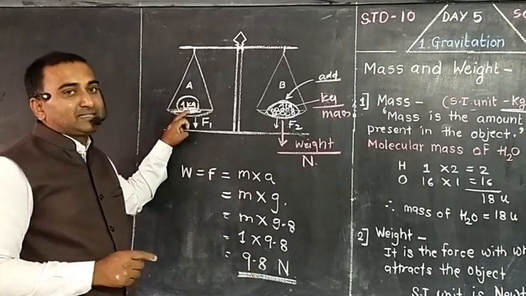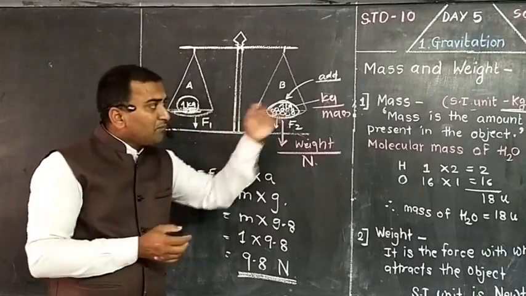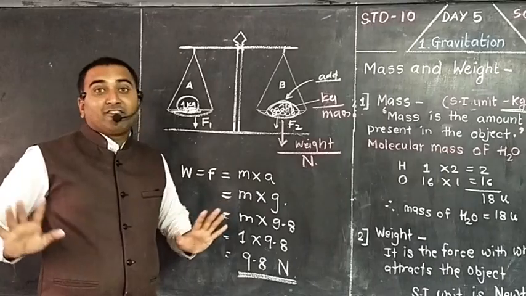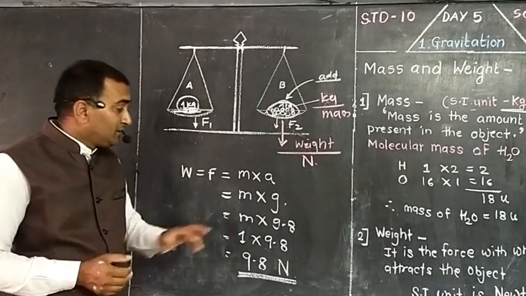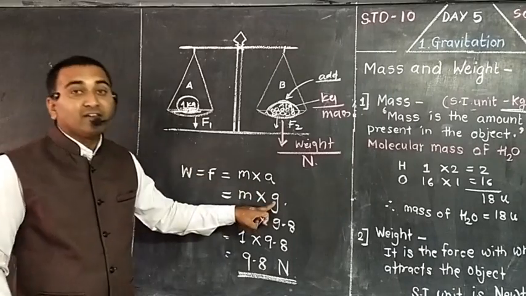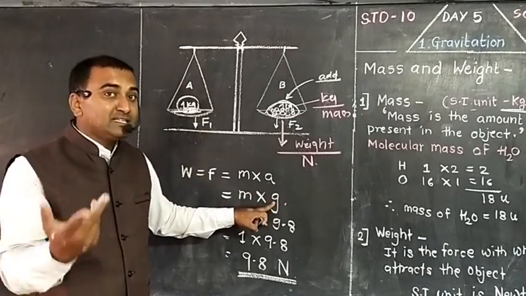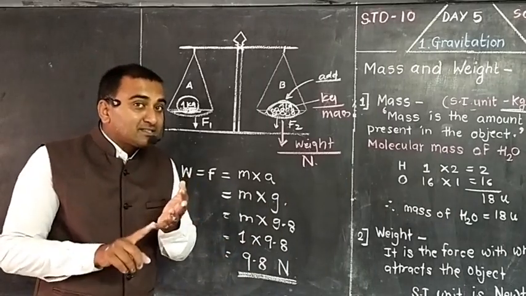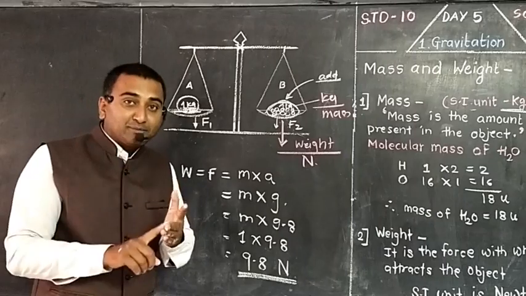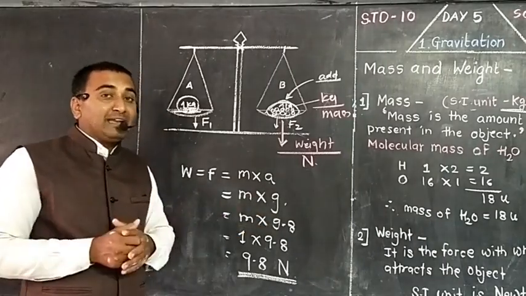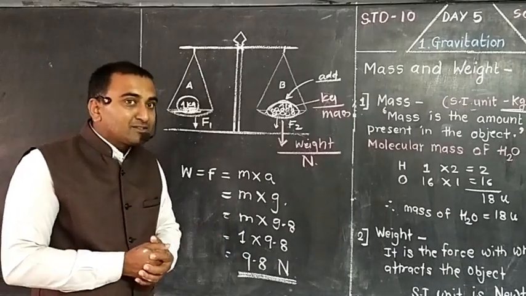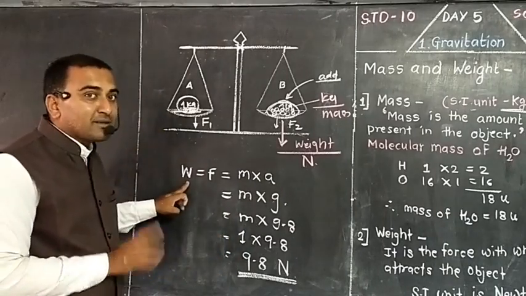Mass remains the same everywhere, but weight will not remain the same everywhere, because weight is totally dependent on the value of g, and the value of g changes according to the surface on the Earth, according to height, according to depth, according to planet, because all the planets have different radius and mass. Because of that, our weight is not the same everywhere.